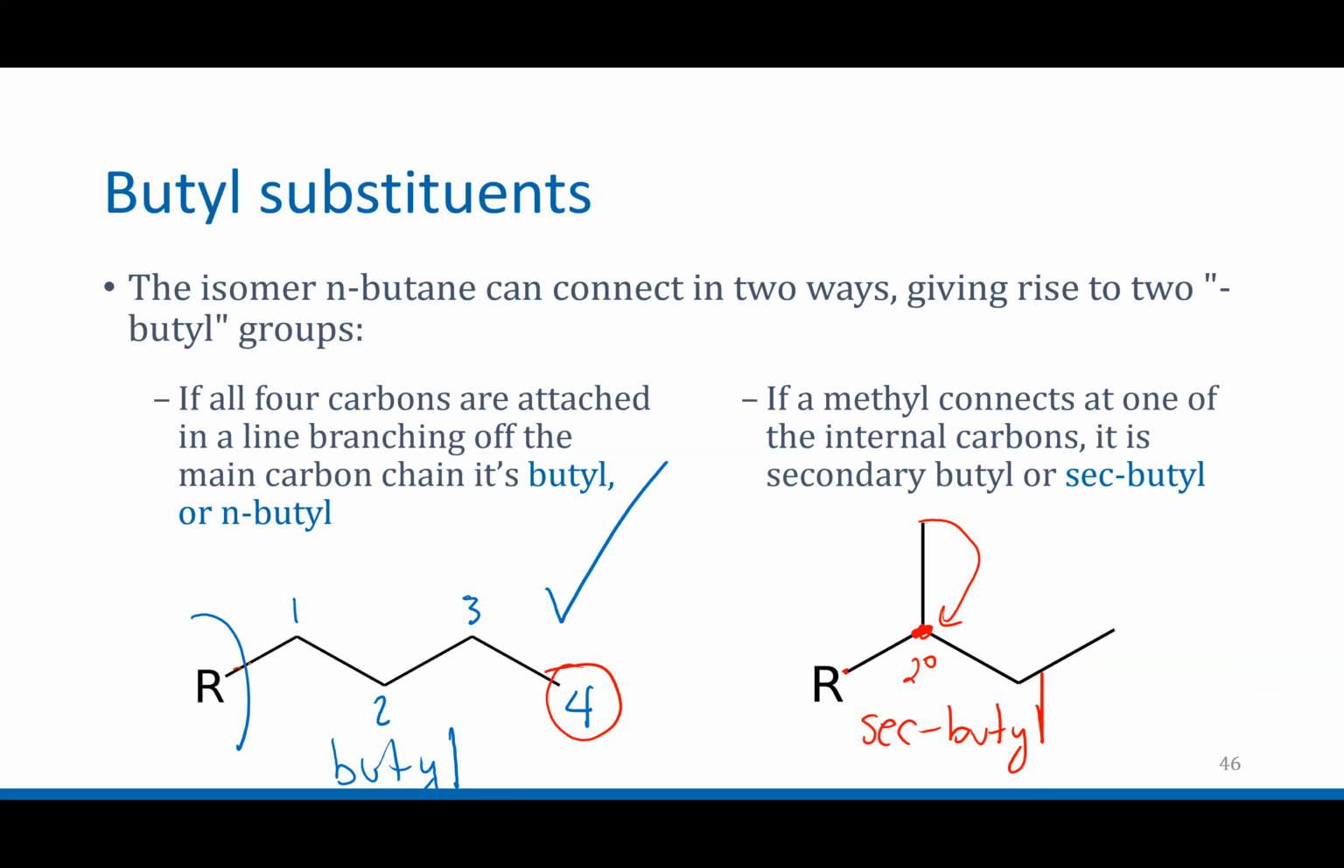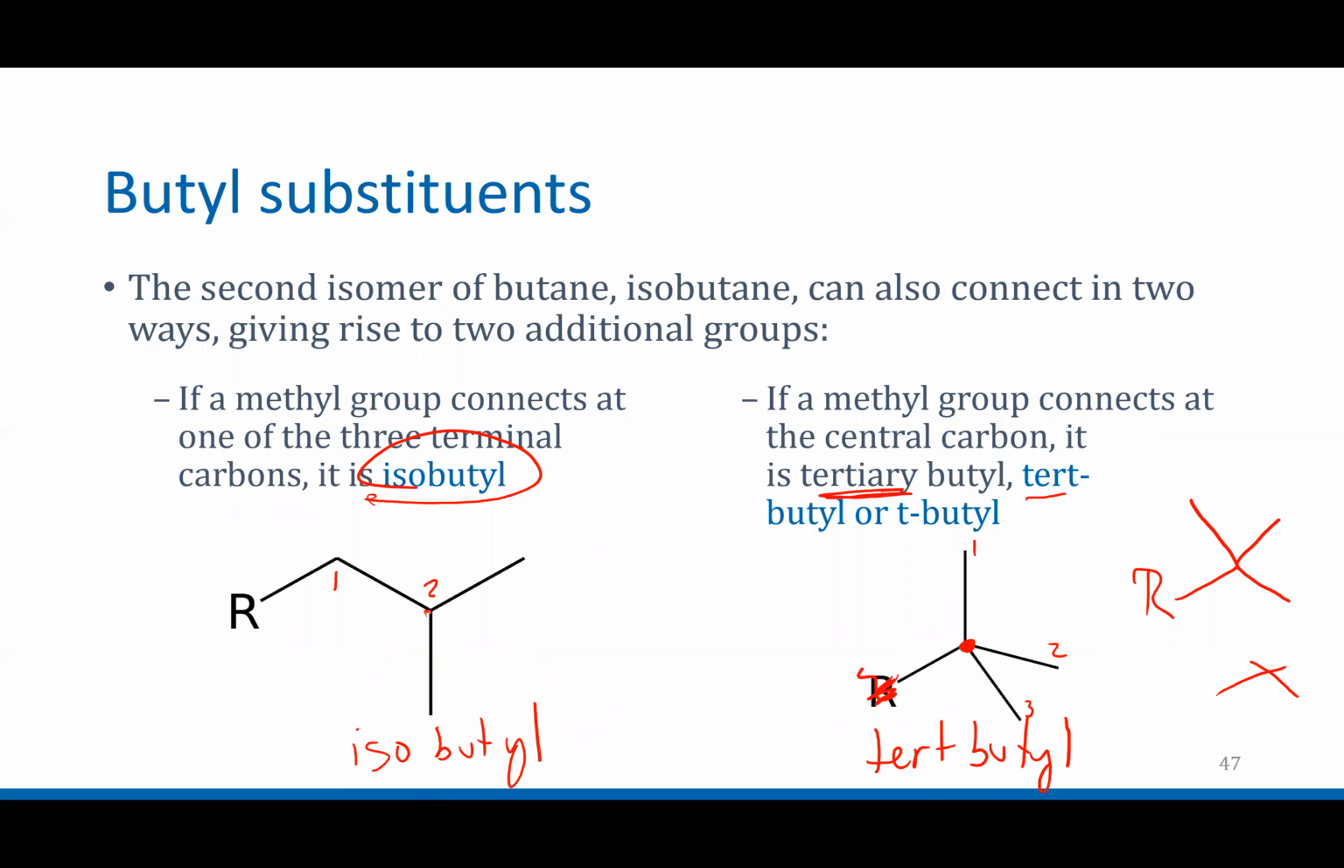If it's a straight chain, so 1, 2, 3, 4, you just call it butyl. If it's attached to an internal carbon, so a carbon inside the molecule, this would be a secondary carbon attached to two others. So we call it sec-butyl, secondary butyl. If it's attached to basically one of the terminal carbons, at the end of the chain, this would be called isobutyl. And if it makes like a crazy almost T shape, it's called tert-butyl. And again, that's because this is tertiary.